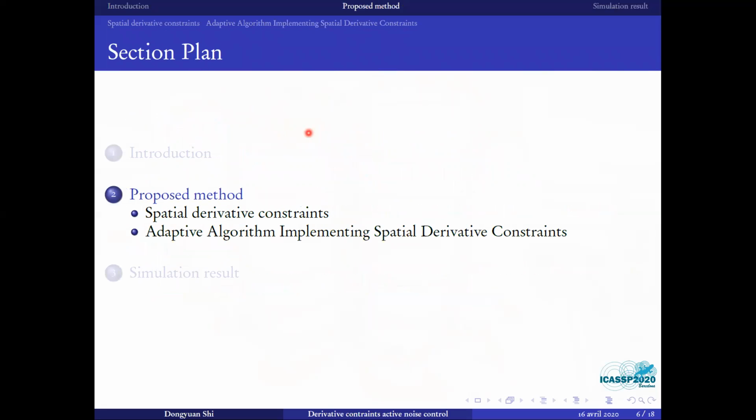In this presentation, we propose a new method which uses the spatial derivative constraint to increase the quiet zone of ANC while using the least number of error microphones.